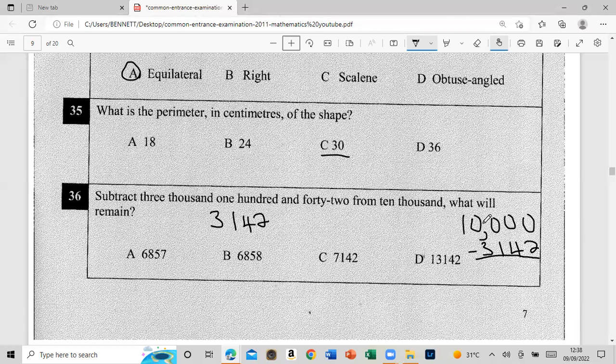Alright, 2 from that you can't, so you're going to borrow 12. So 9, 9, 9, and you put the 1 right here. Alright. So 2 from 10, that leaves 8. 9 minus 4, that leaves 5. 9 minus 1, that leaves 8. And 3 from 9, leaves 6.